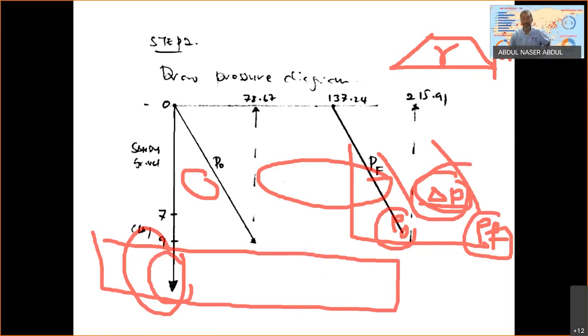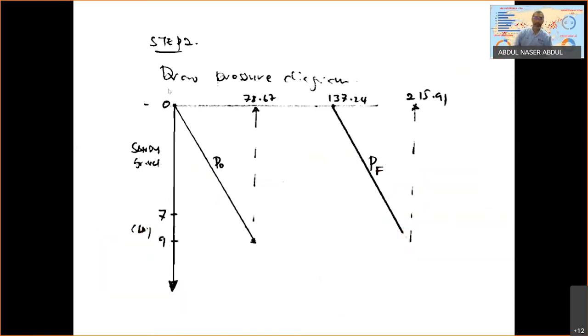So that's a diagram. Draw the pressure diagram. This is the P naught, this is the P final, this is the delta.